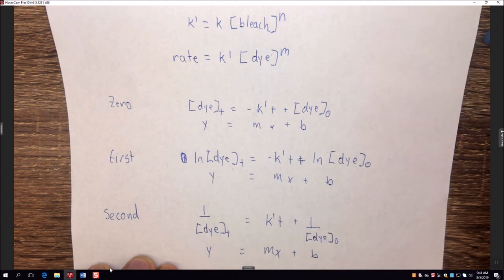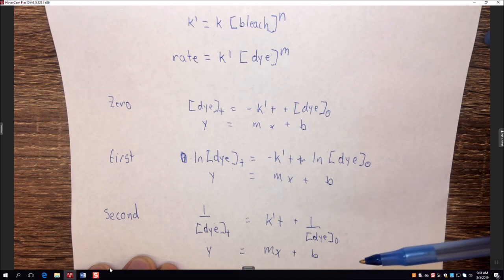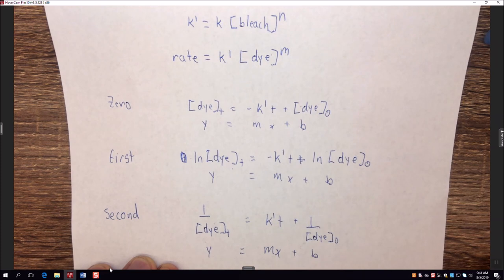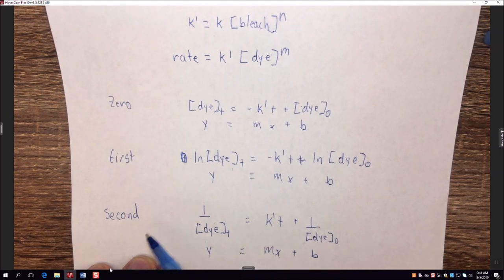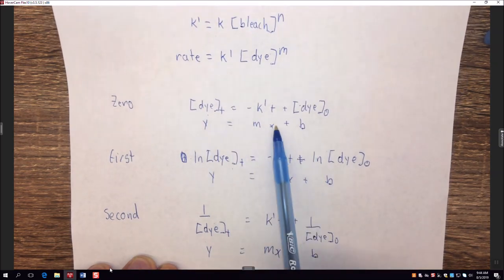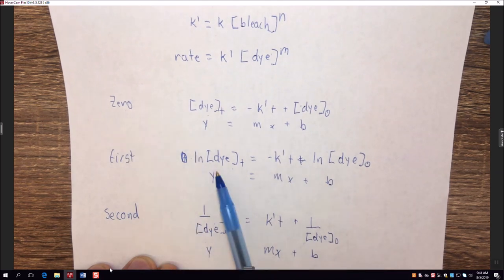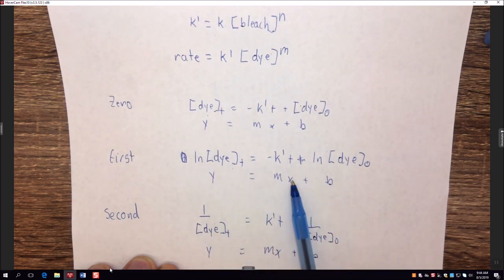So we're basically going to monitor the concentration of dye by absorbance over time, and we're going to make three graphs of the same data. The graph that gives us a straight line will tell us whether it's zero order, first order, or second order. Specifically, if the concentration of dye versus time gives us a straight line, it's zero order. If the ln of the concentration of dye versus time gives us a straight line, it's first order. And if 1 over the concentration versus time gives us a straight line, then it's second order. And Tim will walk us through how to do that using our data with Excel.